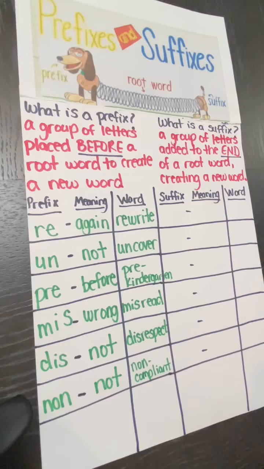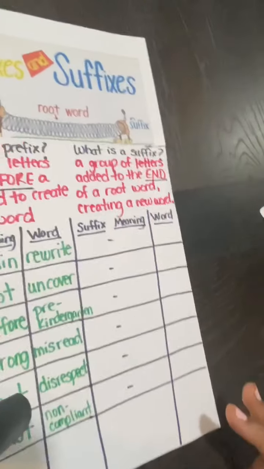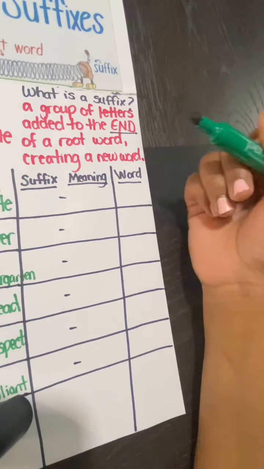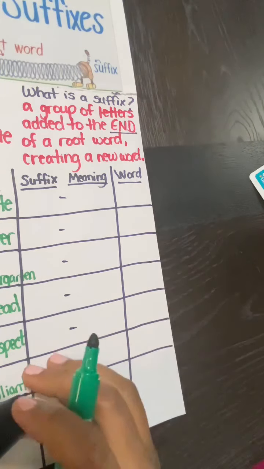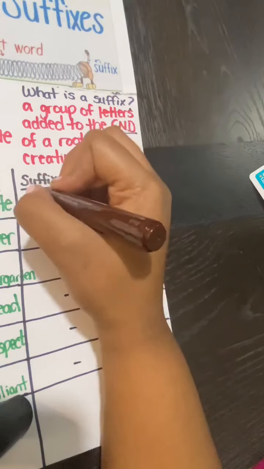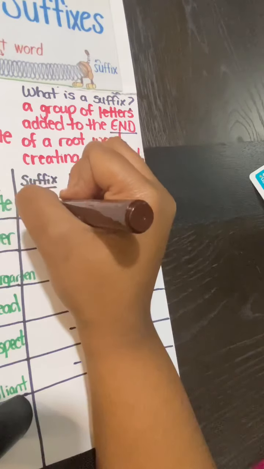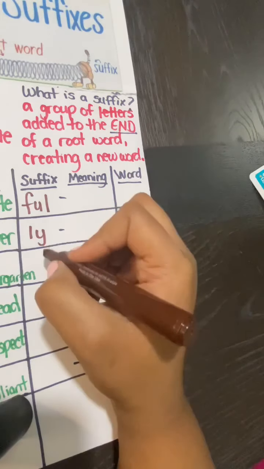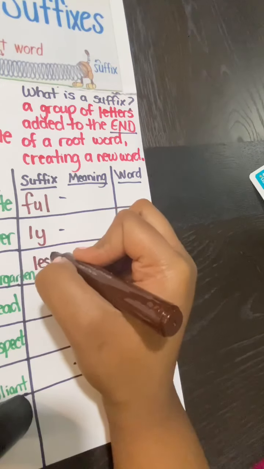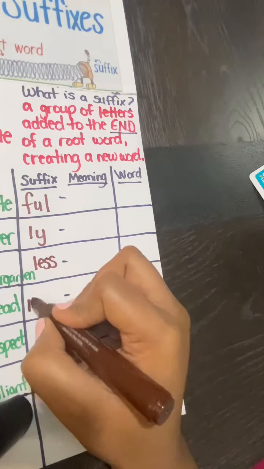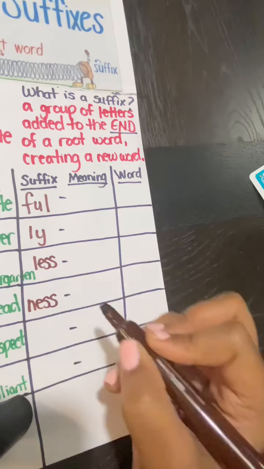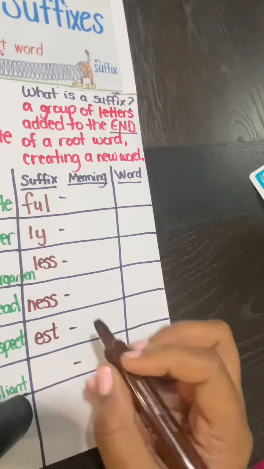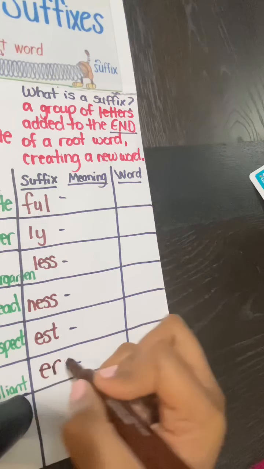Now let's move on to our suffixes. We know that suffixes come at the end of words. Some examples of some suffixes are ful, ly, less, ness, est, and er.